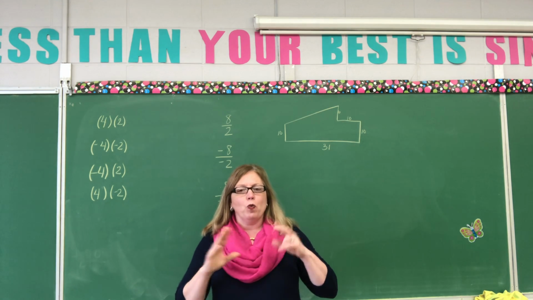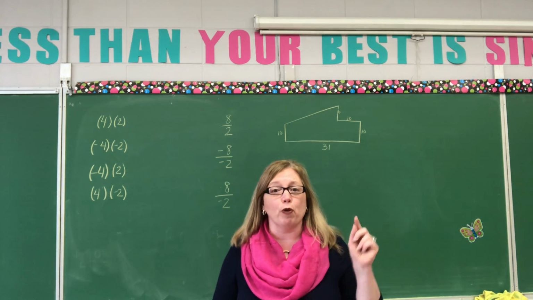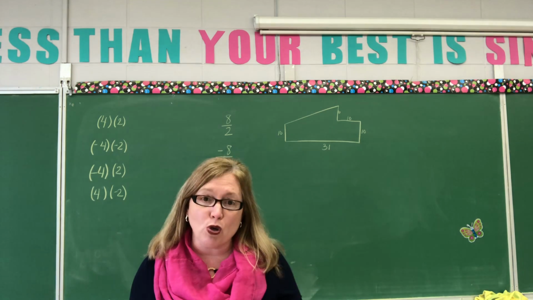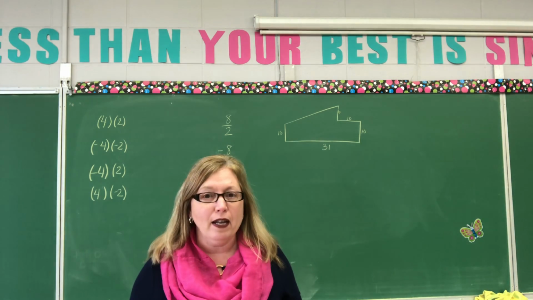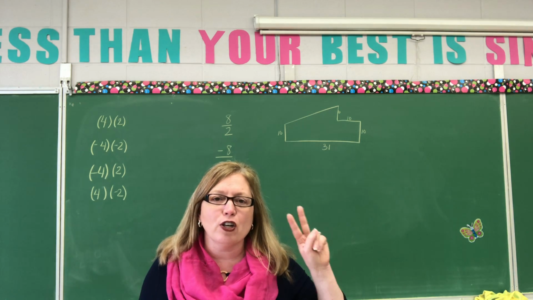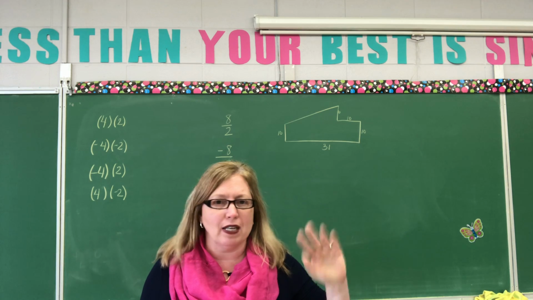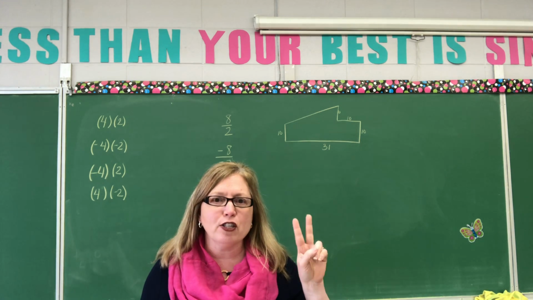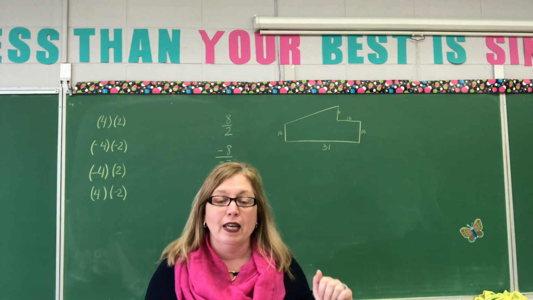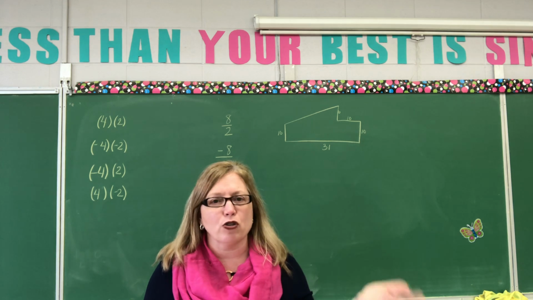Now, we've talked about adding and subtracting positive and negative numbers. Today we're going to do both multiplying and dividing negative numbers because it is so easy, okay? Here's all you have to remember. If both of the signs are the same, they're both negative, they're both positive, it doesn't matter. If the signs are the same, your answer is positive. If one is positive and one is negative, then your answer is negative.